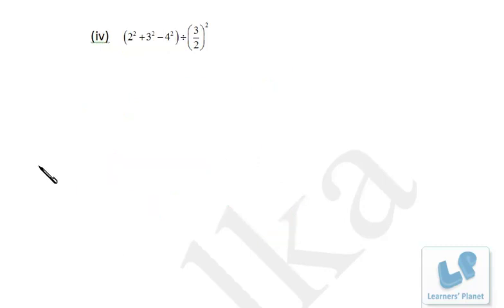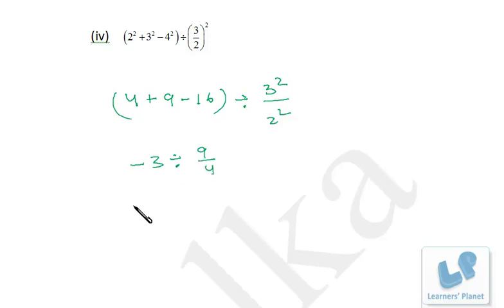Now let's see this problem. 2 square, that is 4, 3 square is 9, 4 square is 16, divided by 3 square by 2 square, right? So 4 plus 9 is 13, 13 minus 16 is minus 3, divided by 9 by 4. So minus 3 into 4 by 9. So it's minus 4 by 3. Okay.